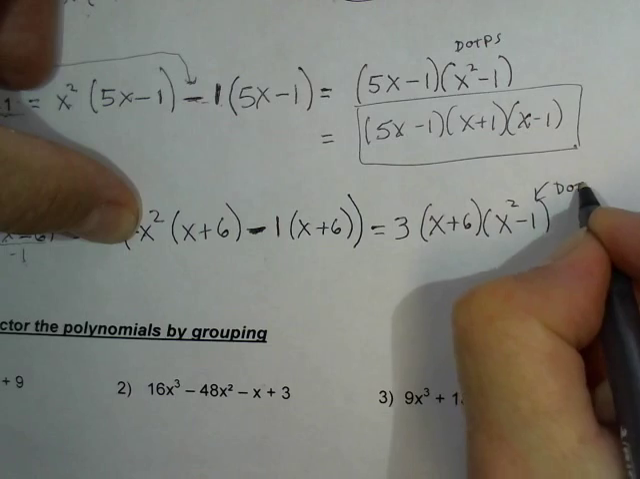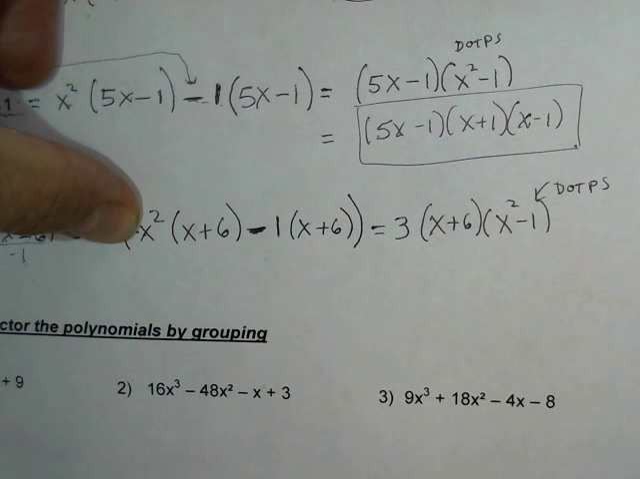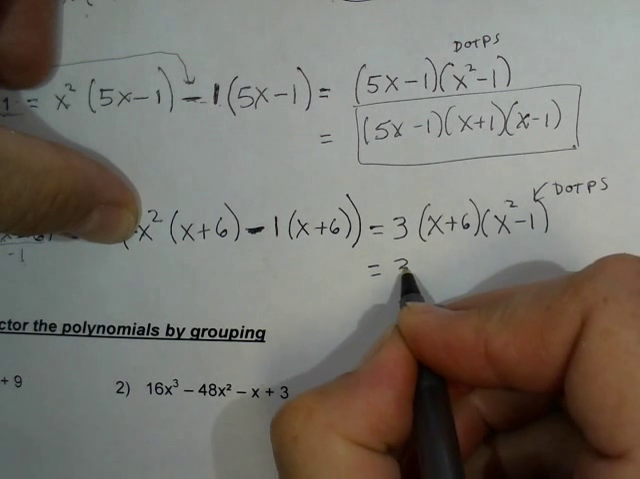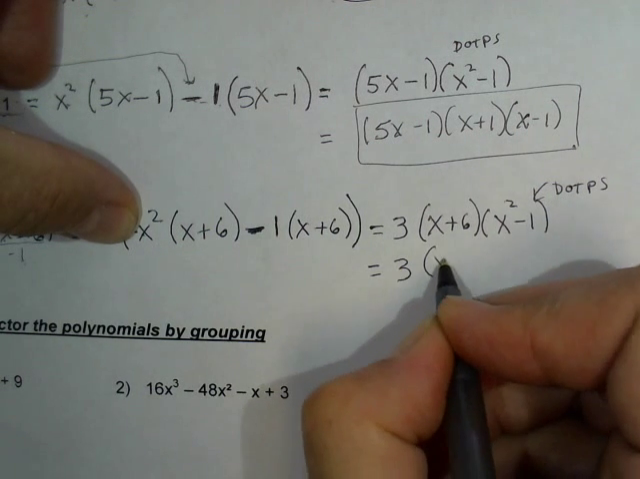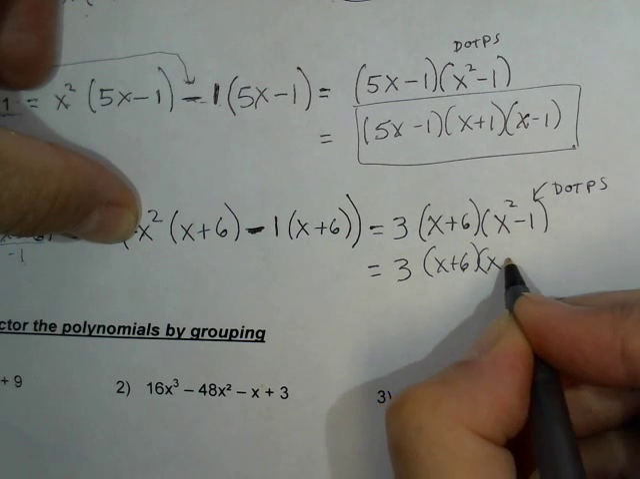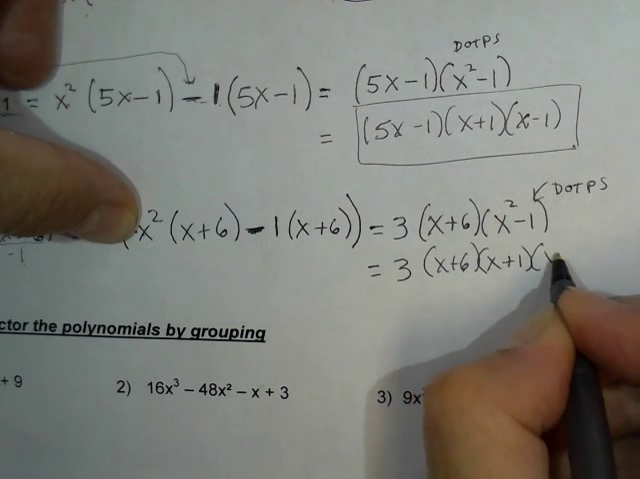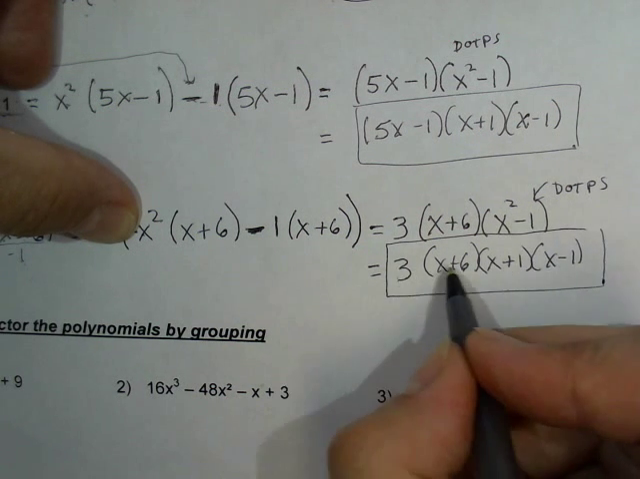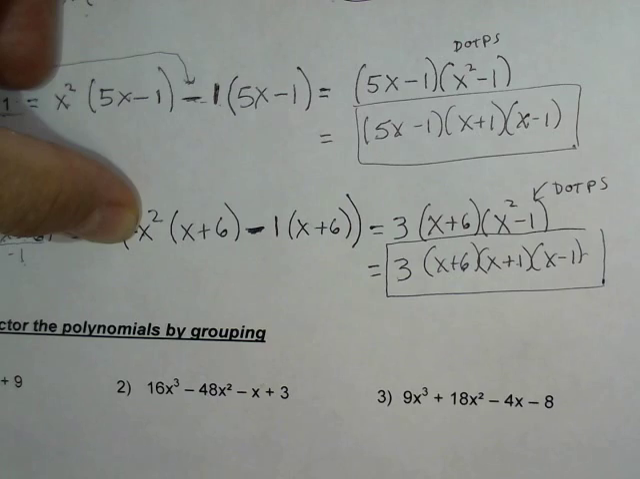We have a DOTPS. We have a difference of two perfect squares to factor. So we have one more step and then we'll be done. So we have 3 times x plus 6 times, you're going to factor this into x plus 1 times x minus 1. So the final answer actually has 4 factors. 1, 2, 3, 4 factors.